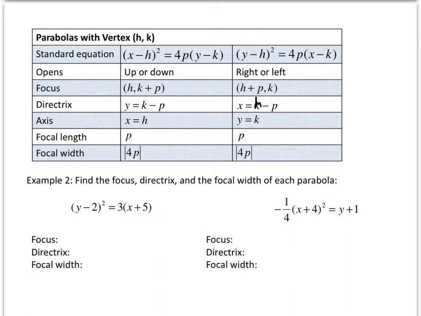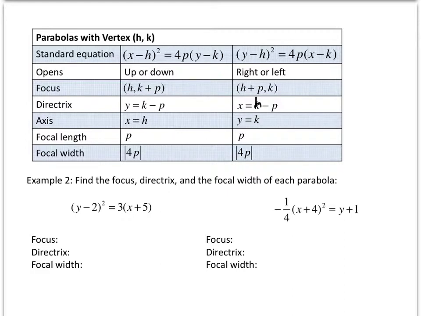On the second one here, x is what's not squared, and so that means it opens right or left. For my focus, I'm going to add p to h because I'm changing my x value. On my directrix, I'm going to subtract my p from h, and then my axis of symmetry is going to be y equals k, which is the y value of my vertex. The focal length and focal width are the same as what they were.